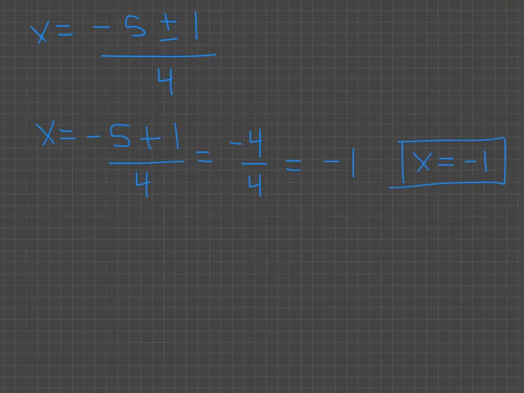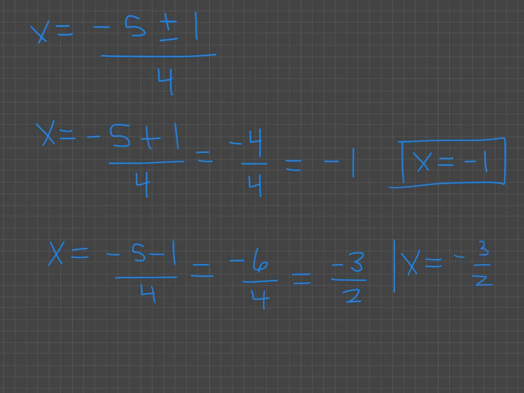And the negative case, negative 5 minus 1 over 4. Negative 5 minus 1 is negative 6 over 4. Then we can reduce that. 2 goes into 4 and 6. We get a negative 3 halves. So that's our second solution, x equals negative 3 halves. Now, because we don't have irrational numbers, we have rational numbers, that tells us that this was factorable, but it also shows that we can find those solutions using the quadratic formula as well.